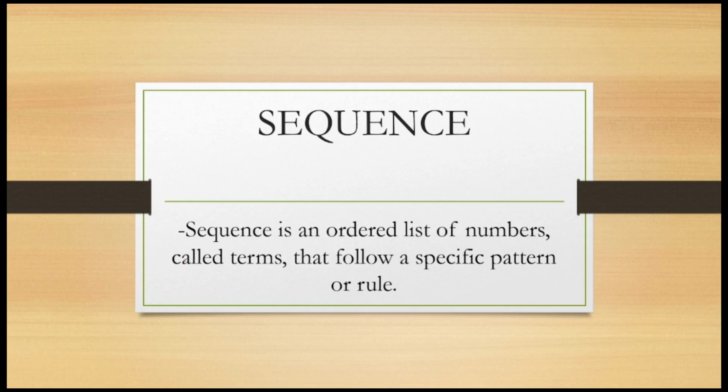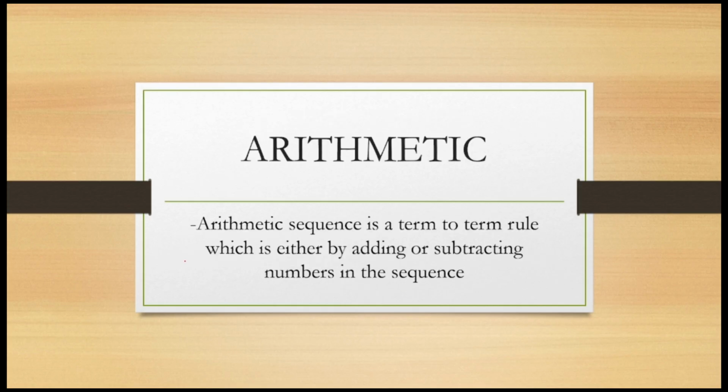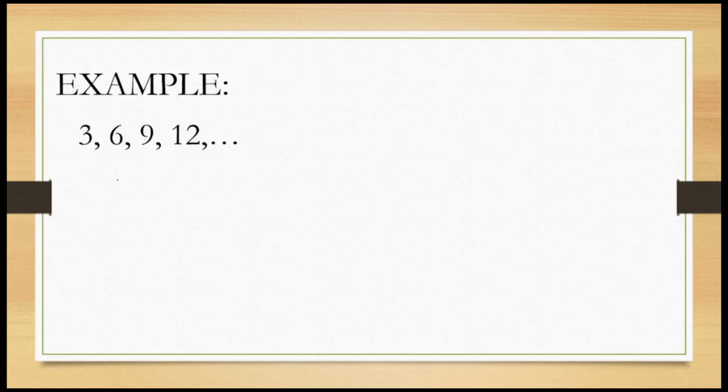And there are two types of sequence. The first type of sequence is called arithmetic. An arithmetic sequence is a term-to-term rule which is either by adding or subtracting numbers in the sequence. You can identify an arithmetic sequence if the pattern is by addition or subtraction. Example: 3, 6, 9, 12, and so on. We can identify this as an arithmetic sequence because the pattern here is by adding 3. And if you try to find the next term, it would be 15.